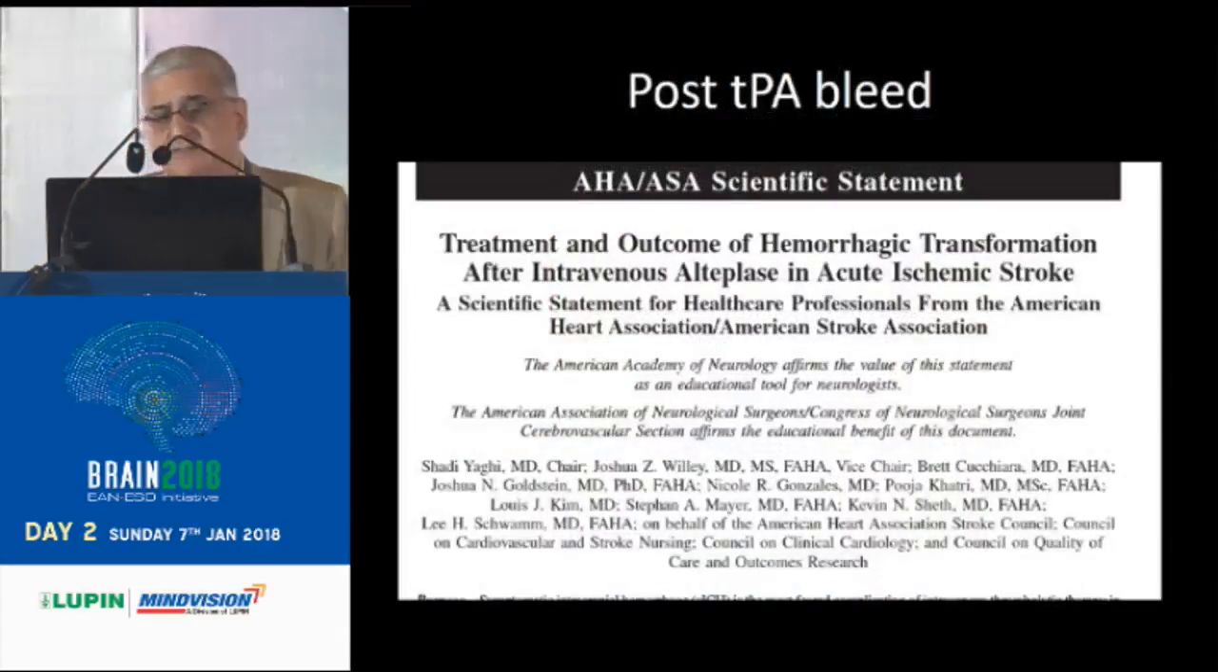Now, another issue has been post-tPA bleed, because we are always worried about it. And there were not very clear-cut guidelines till now on how to deal with it. But this is the latest article, which has come only last month.